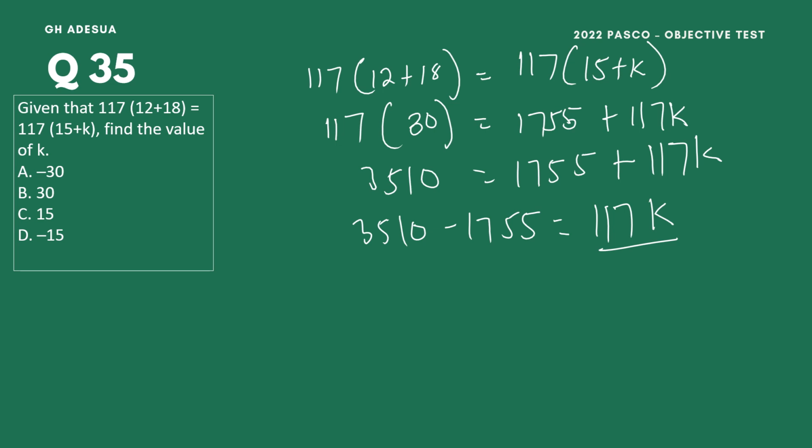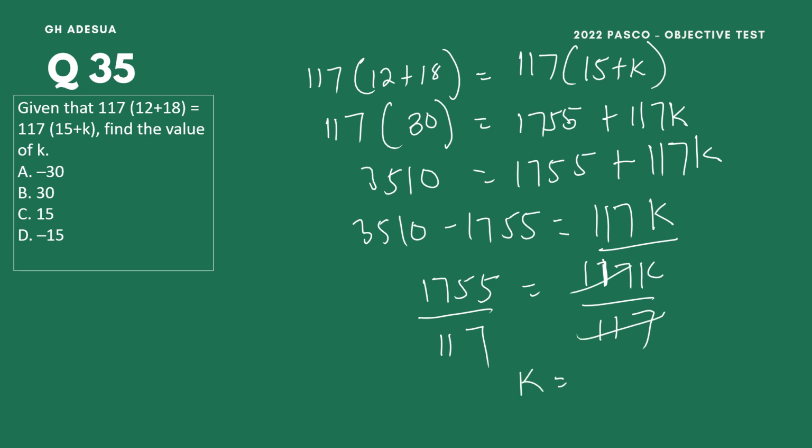So we just simplify this. We are going to get 1755 equals 117 times k. So divide through by 117. So k gives us 1755 divided by 117, which is 15. So our k here is 15. That shows you B, C as the answer.